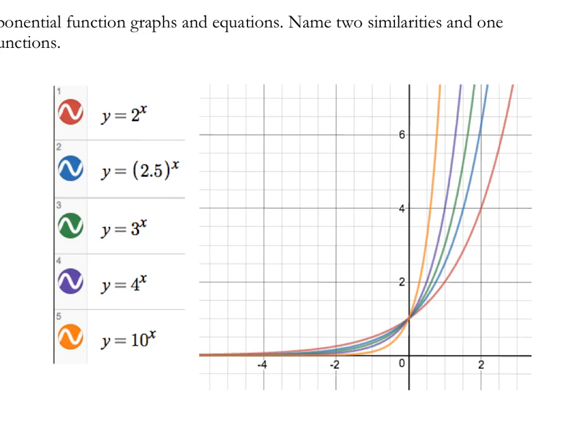So one difference to notice would basically just be how quickly or how steeply they grow. You'll notice that this red one, 2 to the x, doesn't grow as steeply or as quickly as this orange one, y equals 10 to the x. So depending on the base, which is just this number right here, it'll grow more or less quickly.